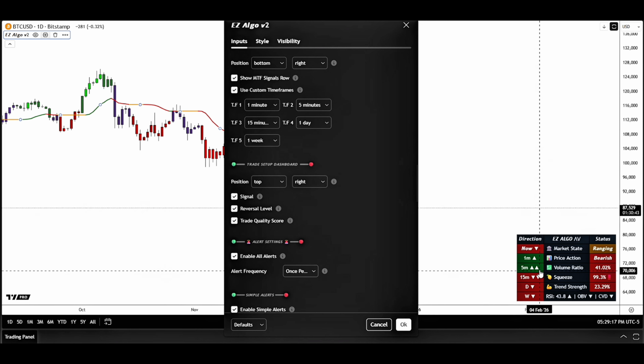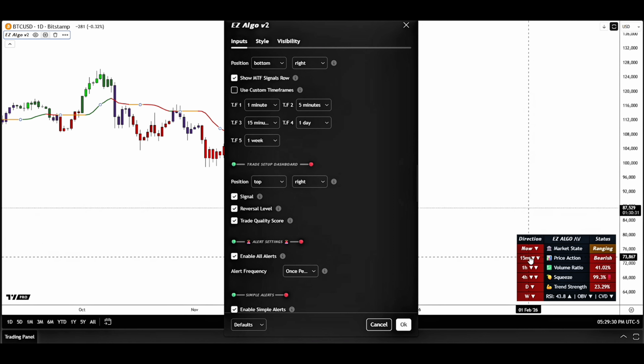Well, now it's going to tell you what signals are active on those time frames. So it's pretty cool to use. When you shut this off, it's just going to default back to where it's at. Now the double triangles on the direction just means it's a strong signal that's populated on that time frame. The single triangle is just a normal signal.